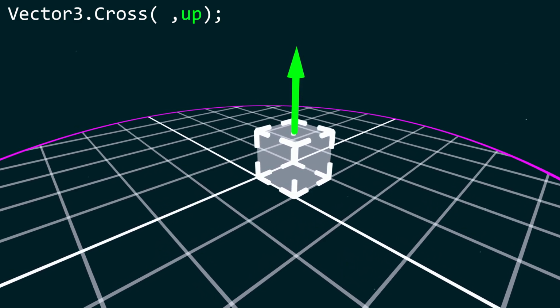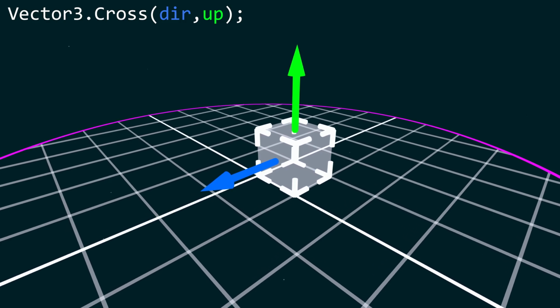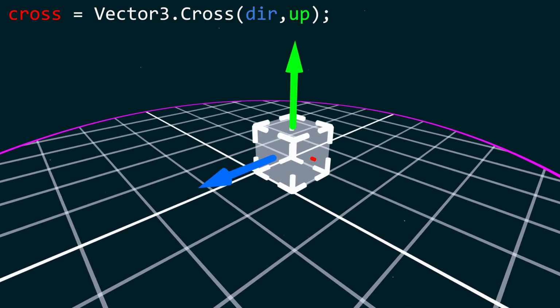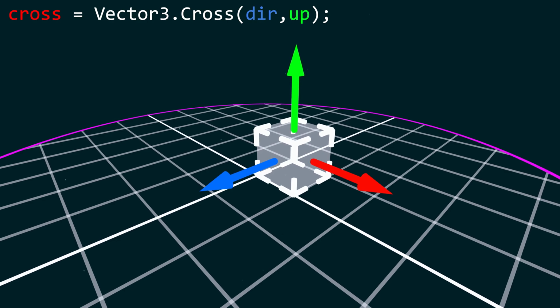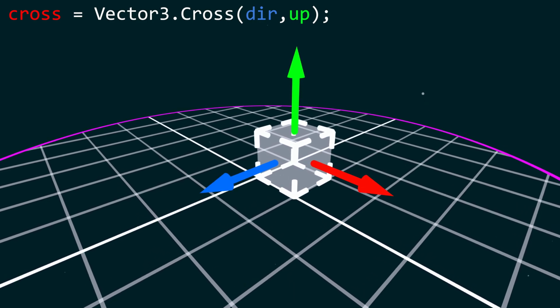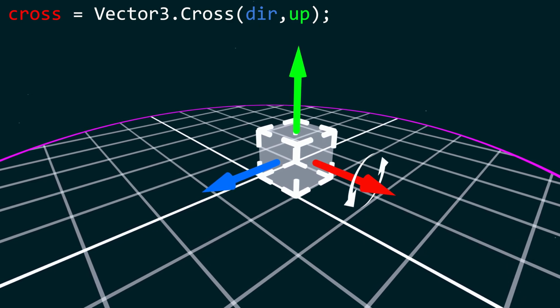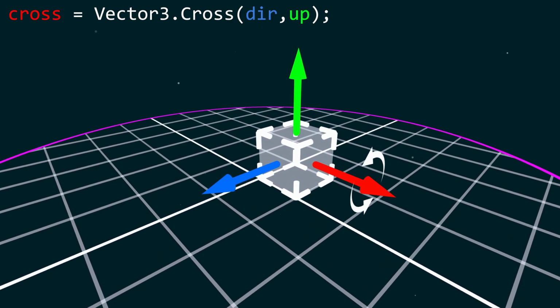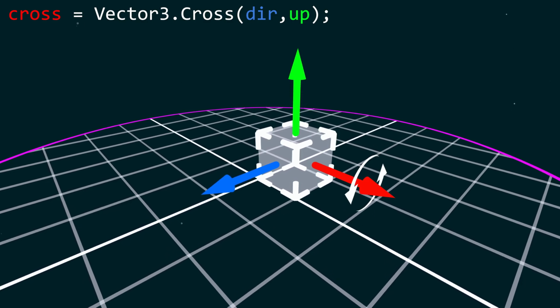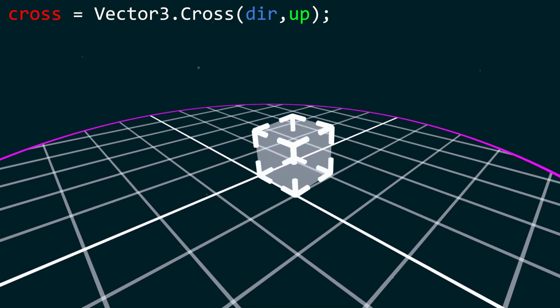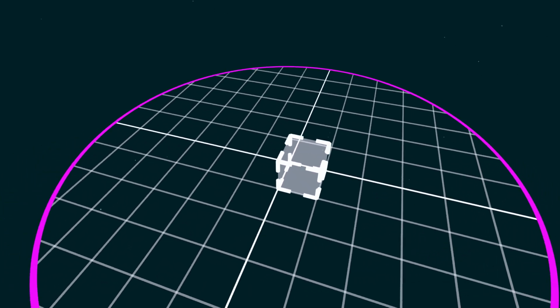For the first input, we'll use the direction of the user input, so in our case, Vector3.Back. The cross product will always be perpendicular to both inputs, which gives us a direction pointing down the x-axis. Now we know we need to rotate our cube on the x-axis. So to summarize, if you know up and you know which direction you'd like to rotate, it's easy to work out the rotational axis using the cross product.